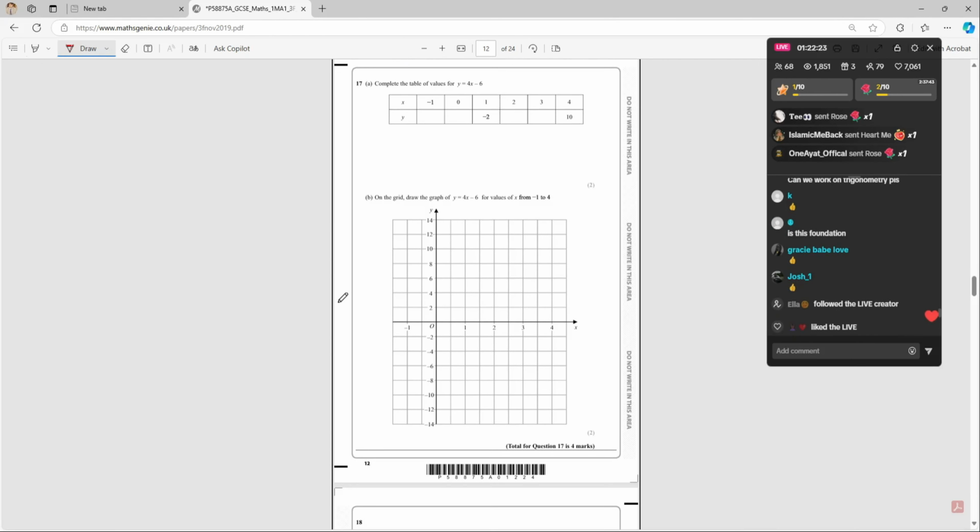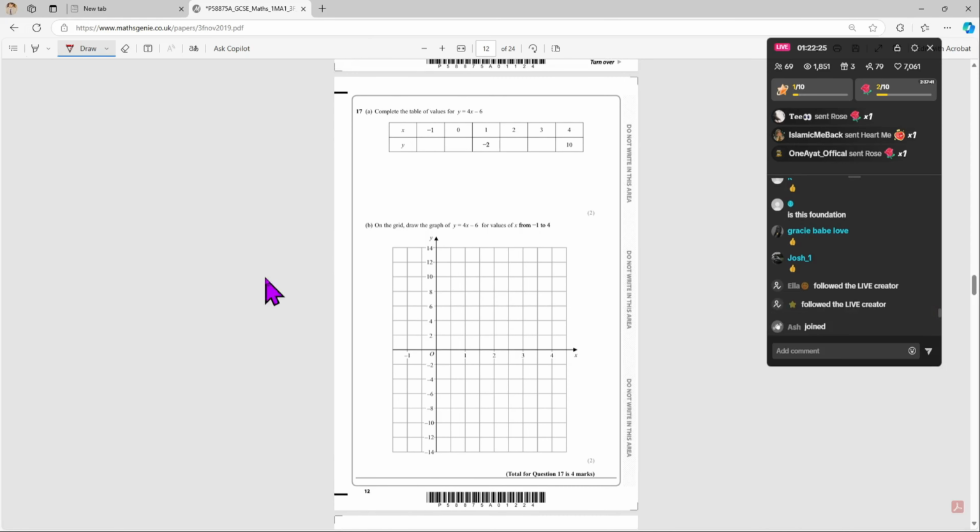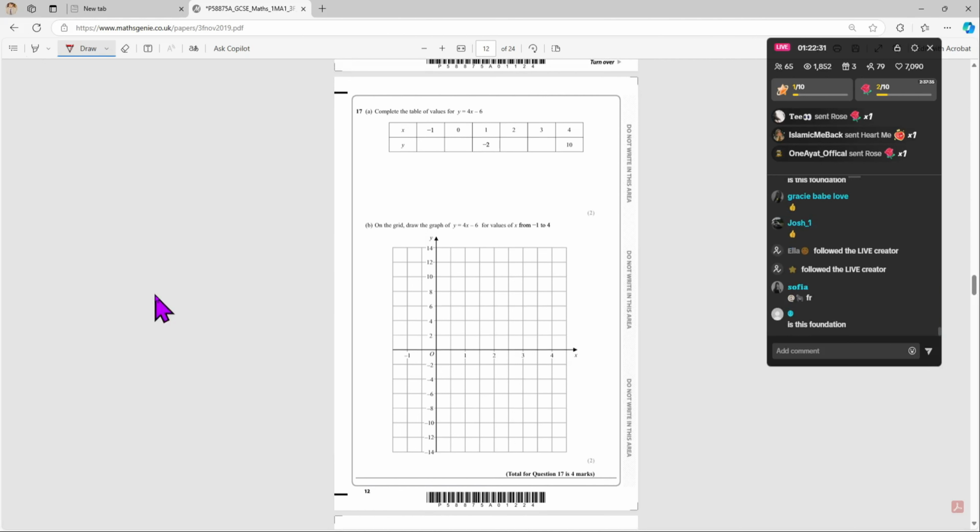So, moving on to question number 17. Complete the table values for y is equal to 4x minus 6. Y is equal to 4x minus 6.